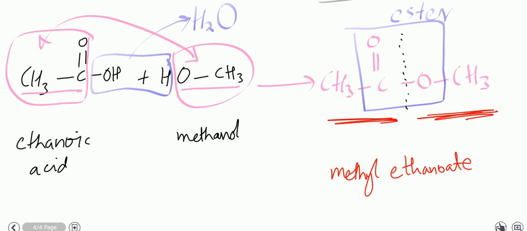This was an example for formation of an ester using the first category that we saw, which is carboxylic acid plus alcohol, giving us ester and water.